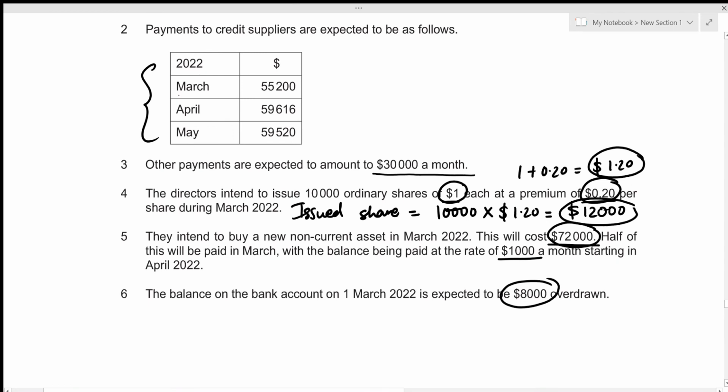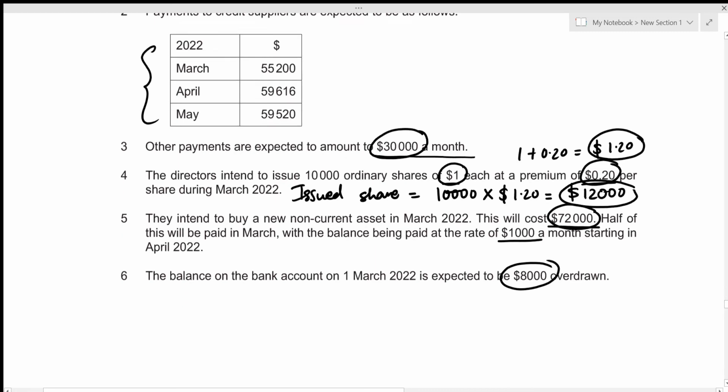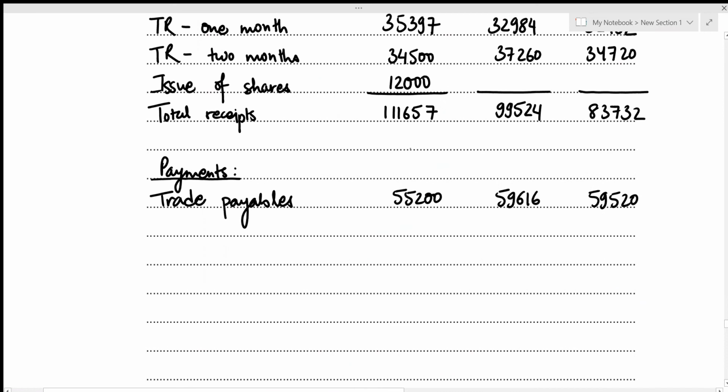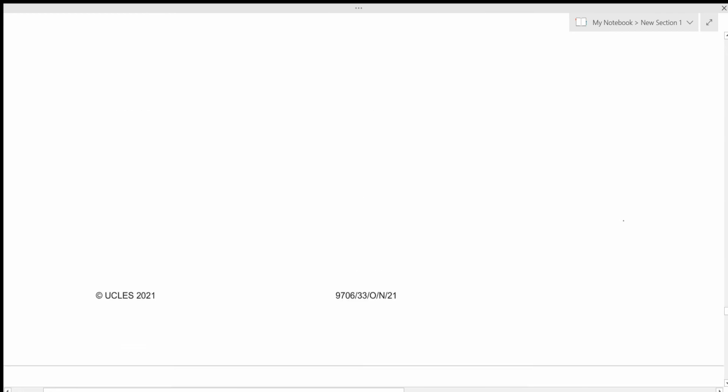We're also told that other payments are expected to amount to 30,000 a month. So this should also be recorded in our payment section. Let's do that. So we can term it as other payments. And this amounted to 30,000 each month. So that's 30,000 for March, 30,000 for April, and 30,000 for May. Let's have a look at the above information again.